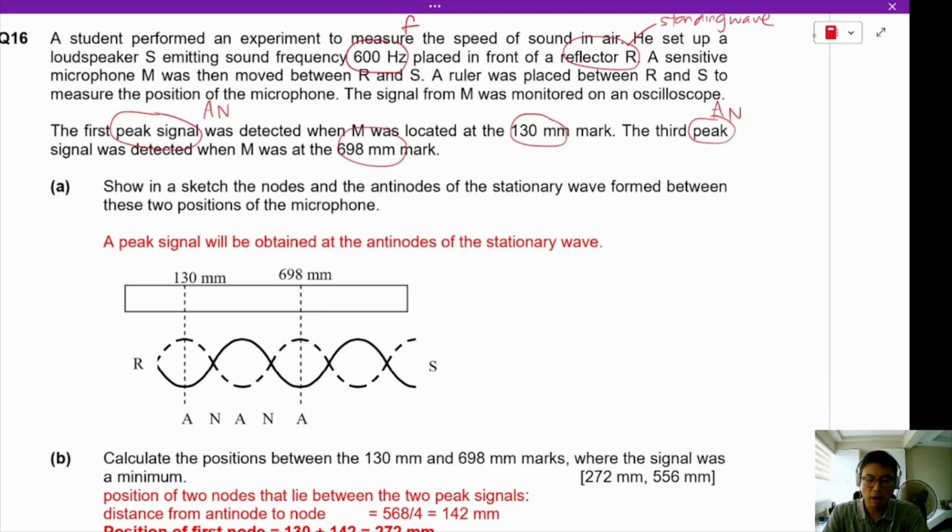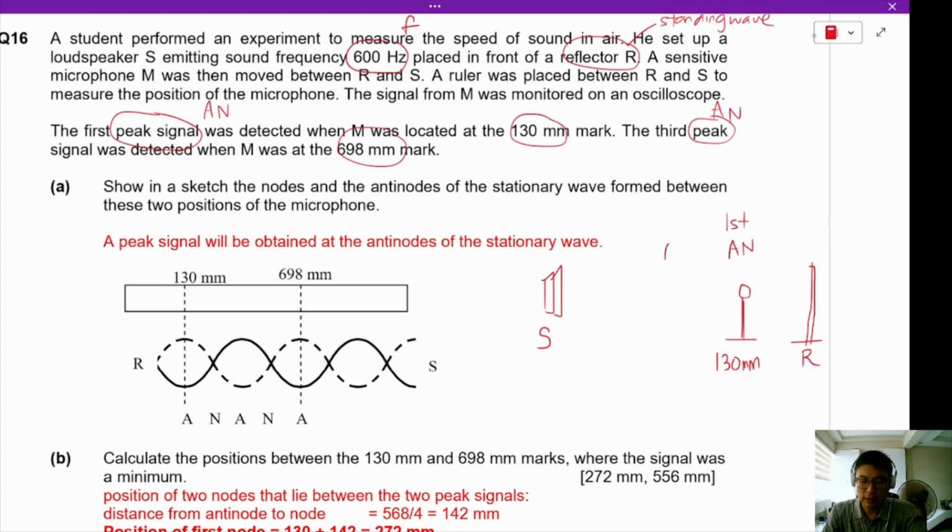It's moved from R to S. So here is a speaker S, and here is a reflector R. We don't know where the microphone is exactly, but this is the position of the microphone. The position of the microphone is 130 mm, and we know that it is at the antinode. This is the first peak signal.